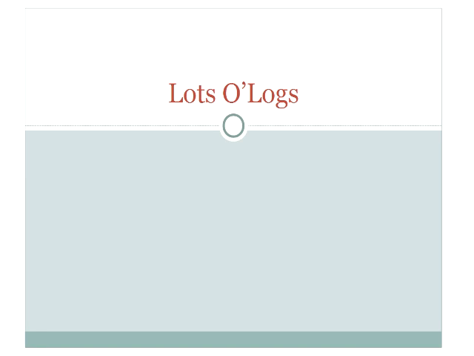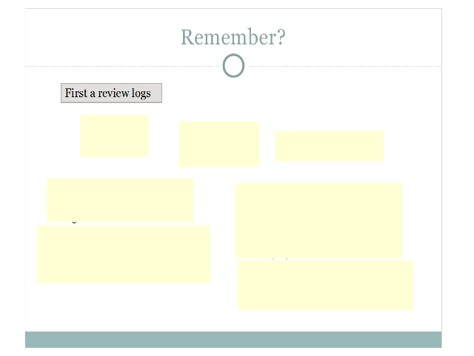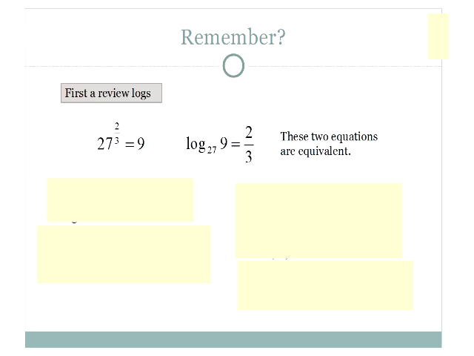So tonight we'll look at log problems, and we'll start with a review of logs. Last class we looked at exponential equations and how we can change those into log form. So 27 to the 2 over 3 equals 9. We know that's true. We could also write this as log to base 27 of 9, which would equal 2 over 3. And so these two equations are equivalent. They mean the exact same thing.